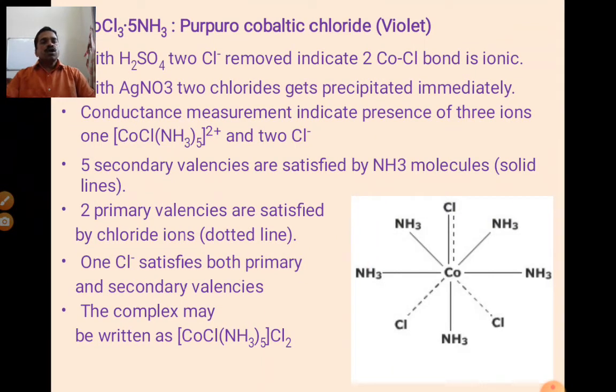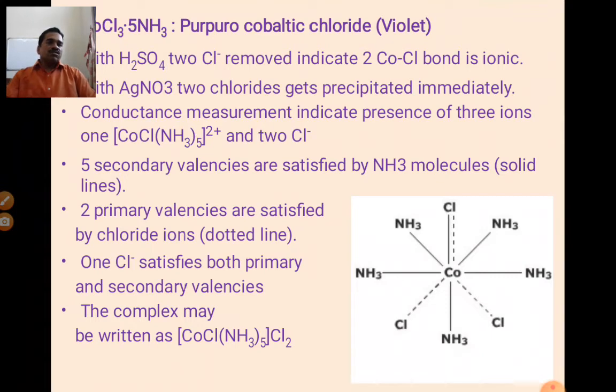The second complex was violet in color, having general formula CoCl3·5NH3. He has given its name as purpureo-cobaltic chloride. On treatment with sulfuric acid, only 2 chlorides get removed, which indicates that 2 Co-Cl bonds are ionic. Again, on treatment with silver nitrate, only 2 chlorides get precipitated immediately, which indicates that there are 2 chloride ions in its solution.